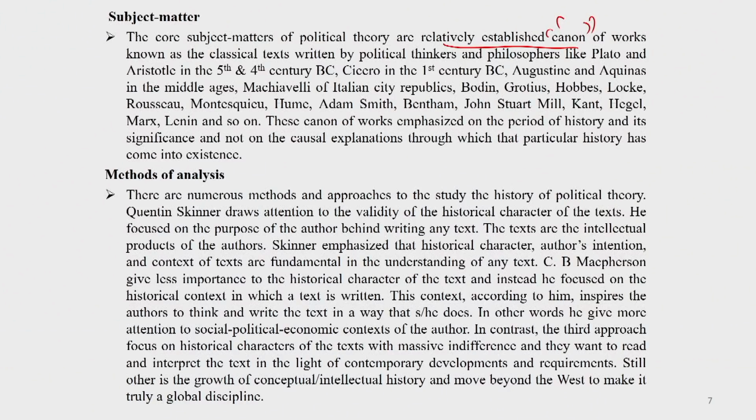So, from Plato and Aristotle in the 5th and 4th century BC to Cicero in the 1st century BC Rome, to Augustine and Aquinas in the Middle Ages, Machiavelli of Italian settled republics, to Bodin, Grotius, Hobbes, Locke, Rousseau, Montesquieu, Hume, Adam Smith, Bentham, John Stuart Mill, Kant, Hegel, Marx, Lenin and so on. These are some of the well established canonical works in political theory, and they do not share many of their assumptions or approaches to politics or the solutions or alternatives that they provide.